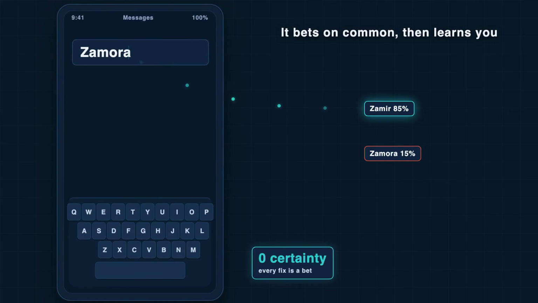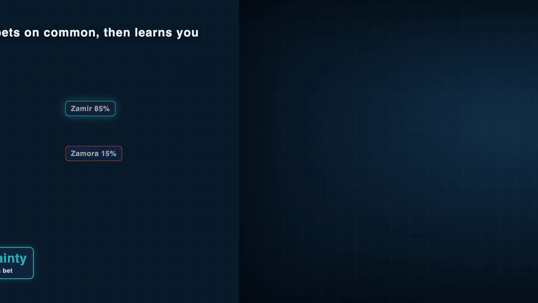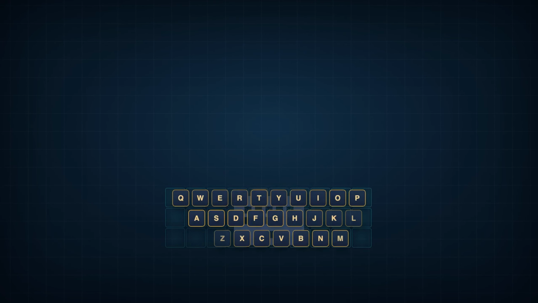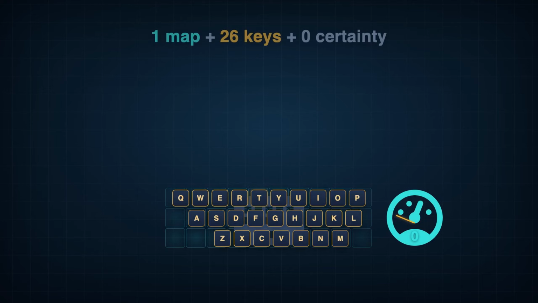So we have got coordinates, a stretching map, and a word contest. Time to snap them together. Now watch all 3 numbers locked together. One stretching touch map. 26 keys that look fixed but never are. And zero certainty on any single tap. Put them in one line and you get the truth.